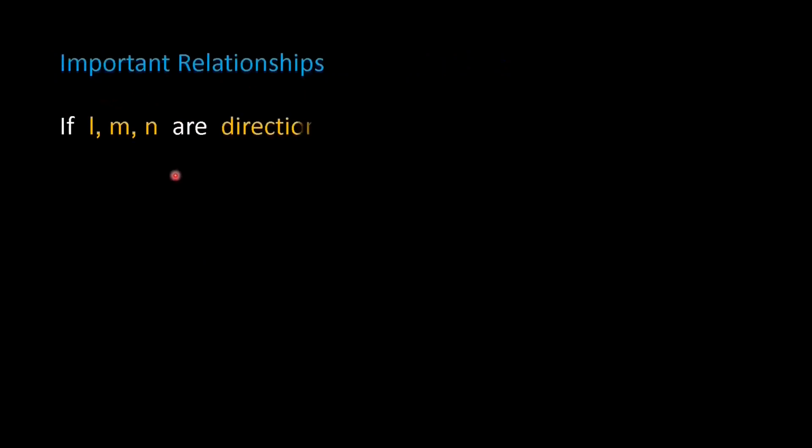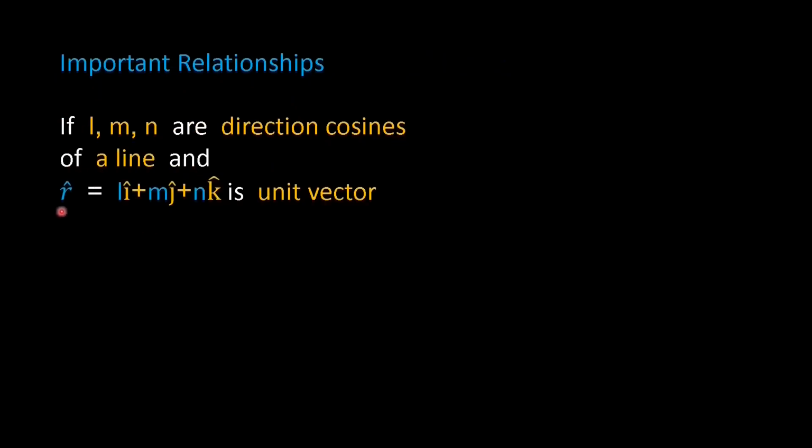We will evolve some more important relationships. The first among them is, if l, m, n are direction cosines of a line and r cap equals l i cap plus m j cap plus n k cap is a unit vector along the line, then we have r cap equals r bar by mod r bar.